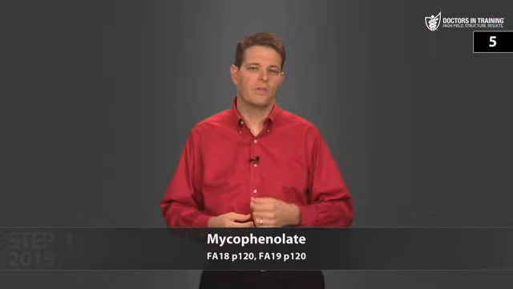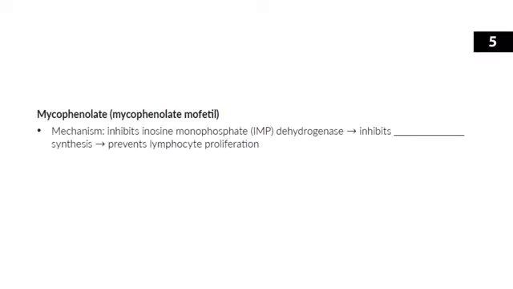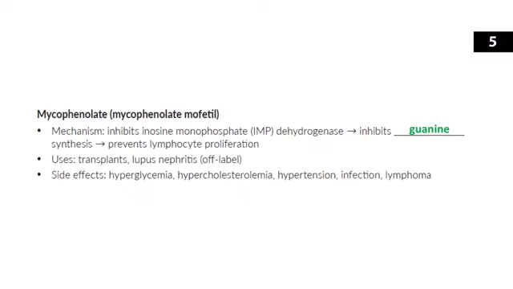Another immunosuppressant you should know is mycophenolate. Take a look in your study guide. Mycophenolate works by inhibiting inosine monophosphate dehydrogenase, and as a result, it prevents the synthesis of the nucleoside guanine. So inosine monophosphate dehydrogenase is essential in the production of guanine. If you inhibit that, you can't make guanine, and obviously you can't have cell replication. So mycophenolate prevents the rapid proliferation of B cells and T cells. It's used in transplant patients and also off-label for lupus nephritis. And the side effects aren't terribly important, but it can cause hyperglycemia and hyperlipidemia, as well as increased risk of lymphoma and infections.